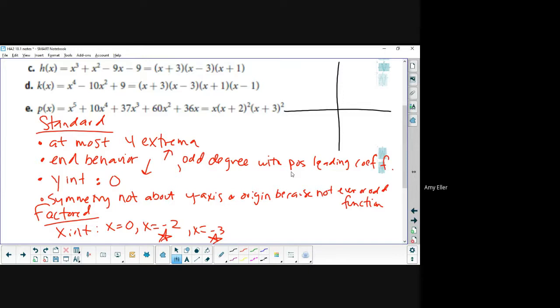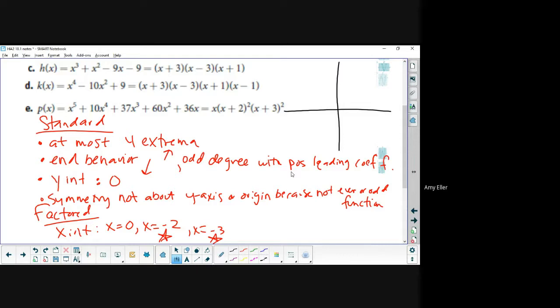I would hold off on connecting your points for this one. Let's check it: at most 4 extrema. End behavior. I know that because it's odd degree, 5 is odd, but it's a positive x coefficient. Y-intercept 0. Symmetry. There is no symmetry about the y-axis or origin because it's neither an even nor odd function. I don't know if there are other symmetries out there. That's why I don't just say no symmetry, because maybe there's a symmetry I haven't studied yet. But as far as I know, there's no symmetry about the y-axis or the origin.